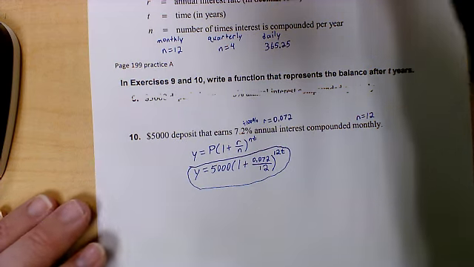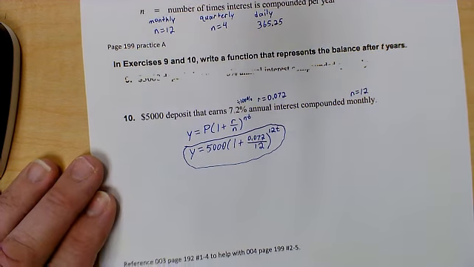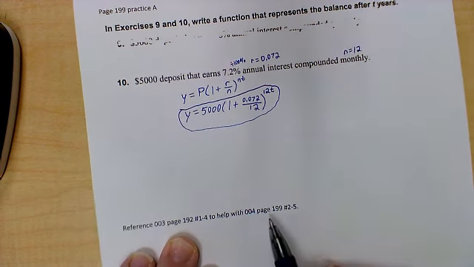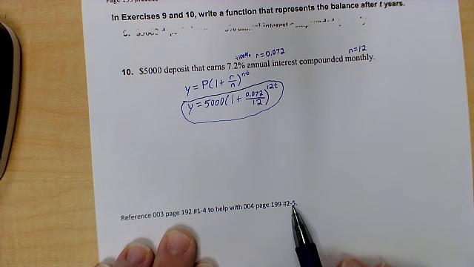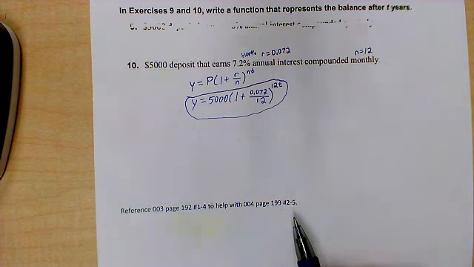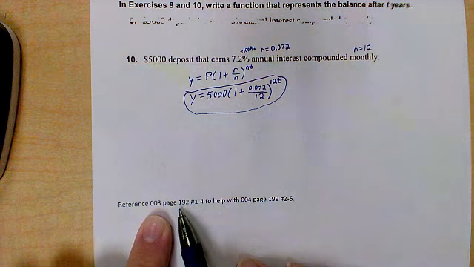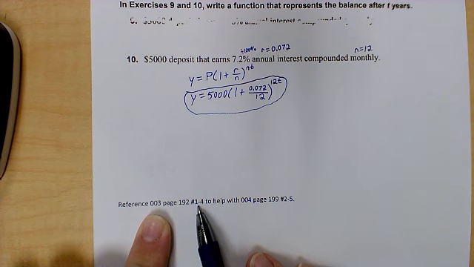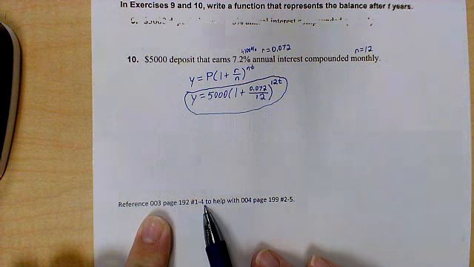One last thing to reference, on this assignment, you're going to have to do page 199, numbers 2 through 5. If you need help with that, go back to my exponential functions video, which was 003, and look at page 192, 134 that I did in the video or on the notes.